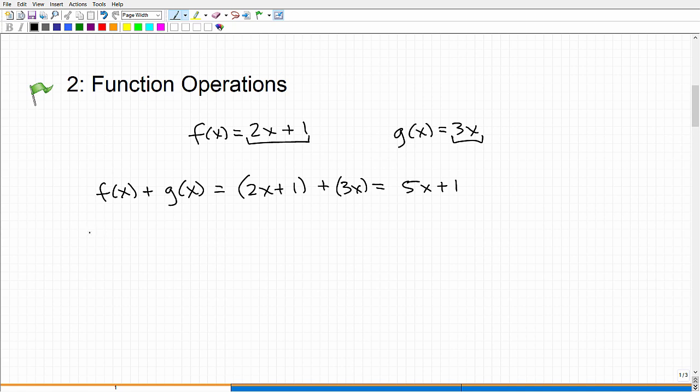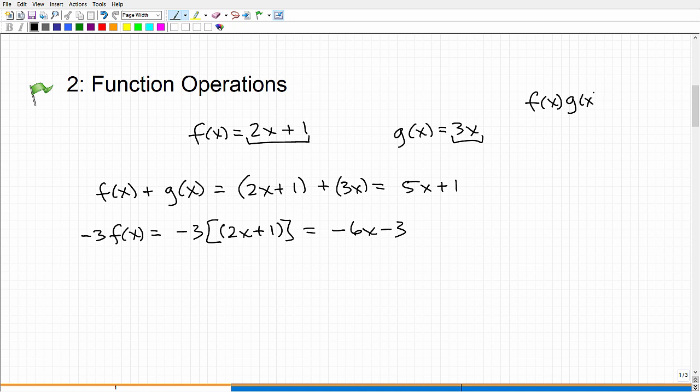Another example would be, let's say, find negative 3 of f of x. Again, we're just going to multiply negative 3 times the f of x function, which is 2x plus 1, and simplify. So this is going to be negative 6x minus 3. So there are various examples where you can multiply. I'm not going to do it here just in the interest of time. You'll be asked to find f of x times g of x, okay? And then lastly, you're going to be asked to find composite functions, which is a certain type of function operation.